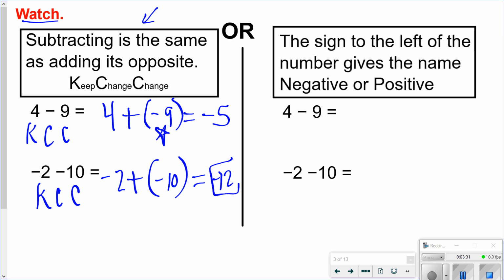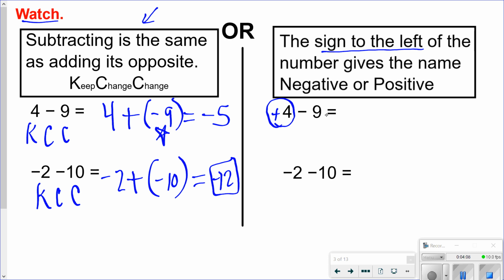Now, the reason I don't like to use this method is I don't think you need to have this as an addition question. So I'm going to show you my method. I know that we're starting on a positive 4, and when we subtract, we're going in the negative direction. So I always tell my students the sign to the left of the number gives the name, positive or negative. So there is no sign in front of that 4, but you've learned from when you were in kindergarten that it's just a positive 4.